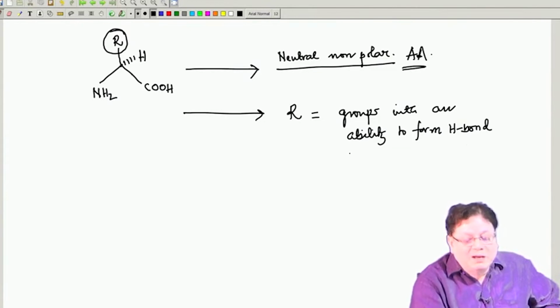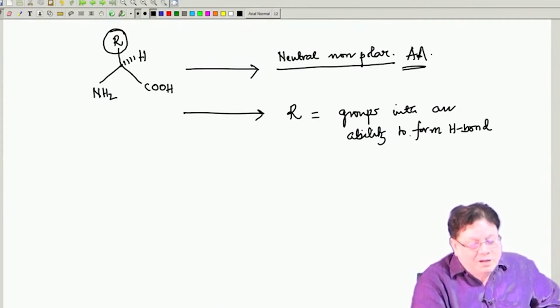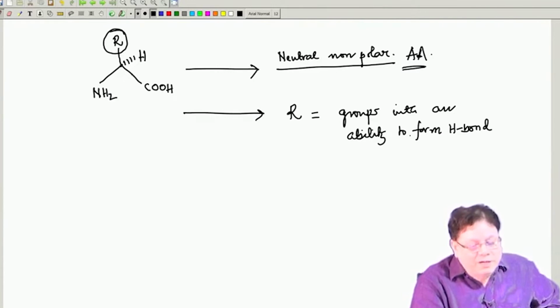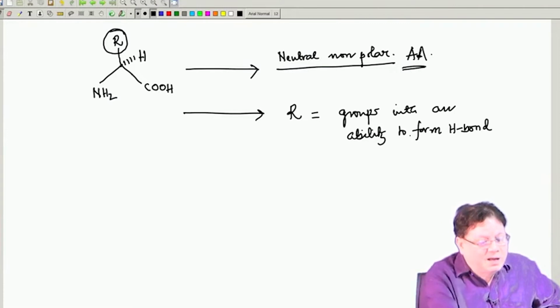So, groups with an ability to form hydrogen bonds. There are amino acids which contain OH, that will be the primary member. The names of those amino acids are serine or threonine, or there could be amino acids called asparagine and another is glutamine. They are amides. They also have the ability to form hydrogen bonds. Okay. But they are uncharged groups. Remember, they are uncharged. When I say neutral, that means they are uncharged.